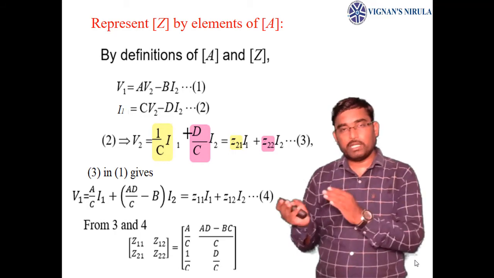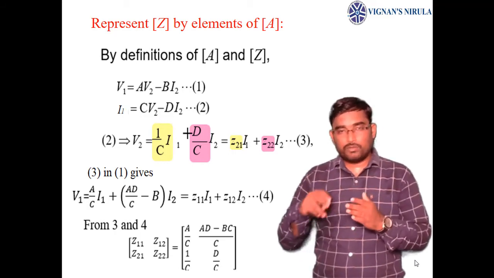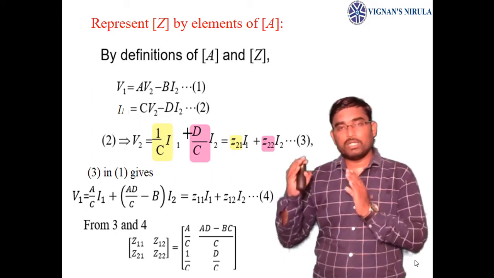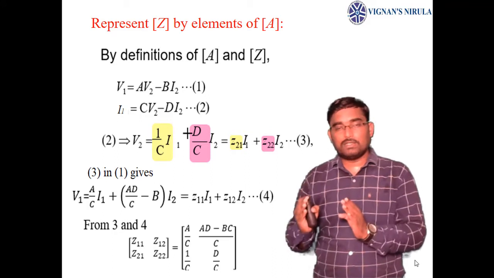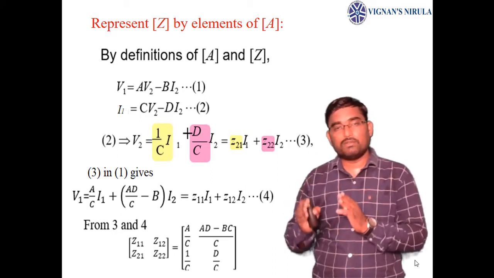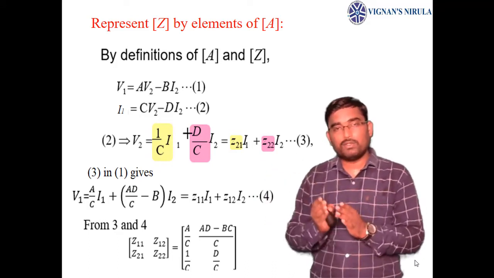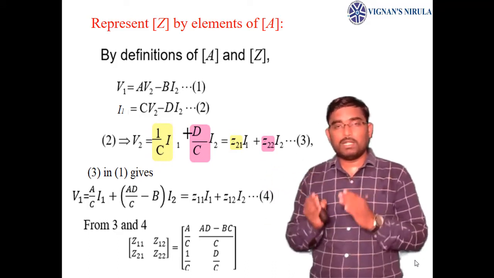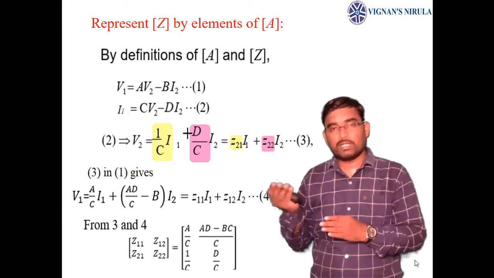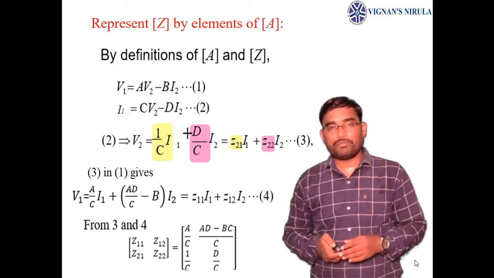First we need to take the ABCD parametric equations. By modifying those two equations, we need to get two equations in such a way that they resemble the z parametric equations, like v1 equals something in terms of i1 and i2, and v2 equals something in terms of i1 and i2. Then by simply comparing these two equations with the z parametric equations, we can get z11, z12, z21, z22.